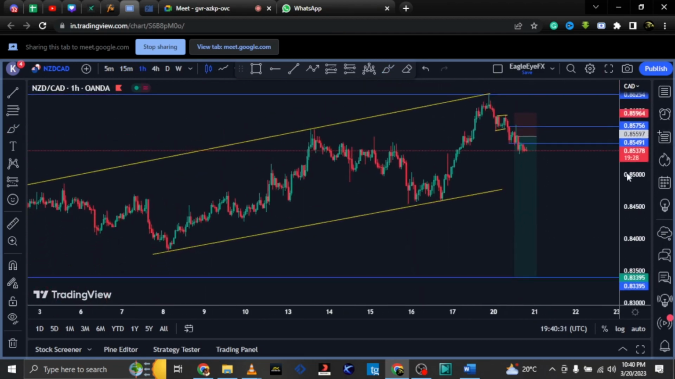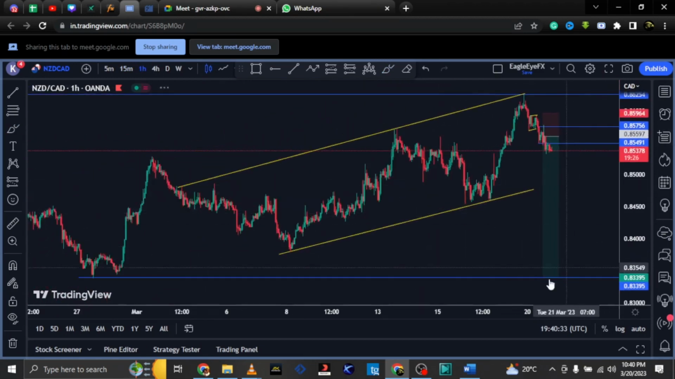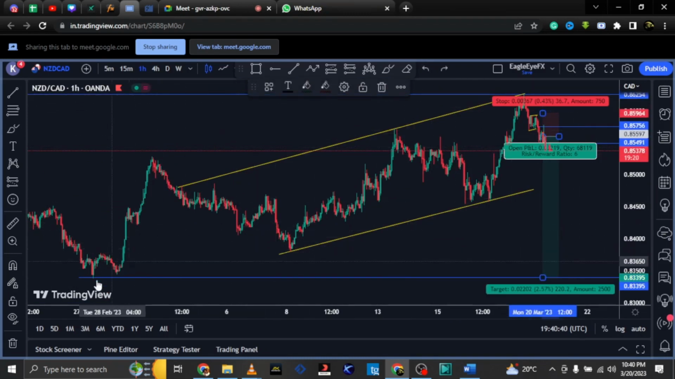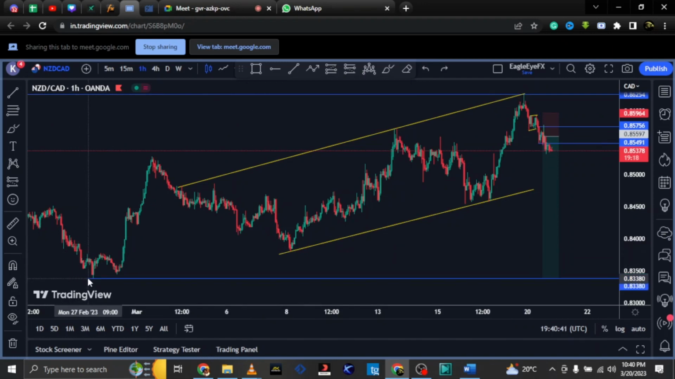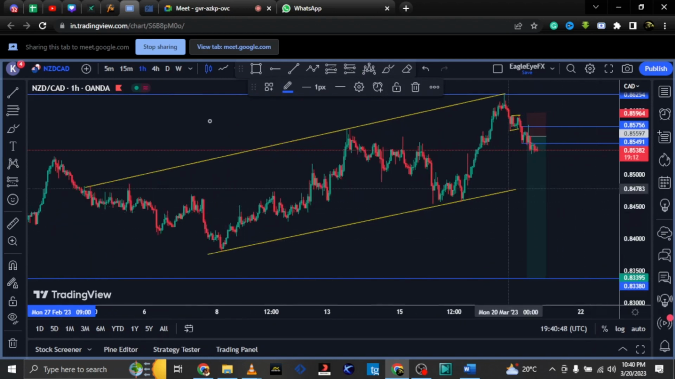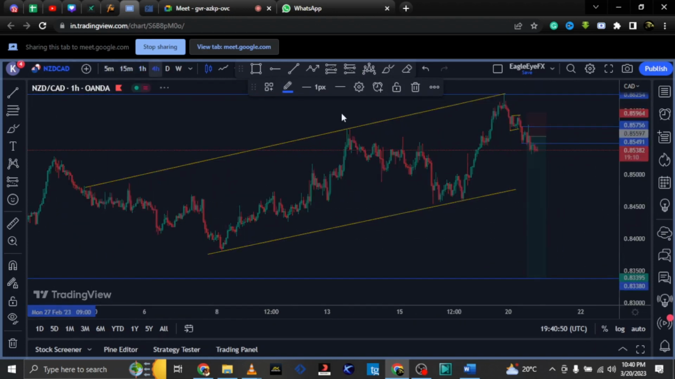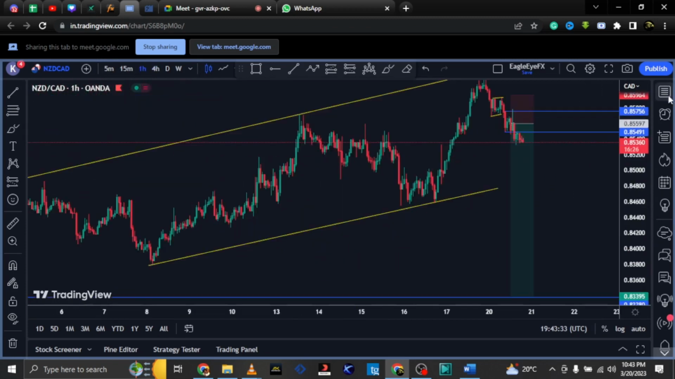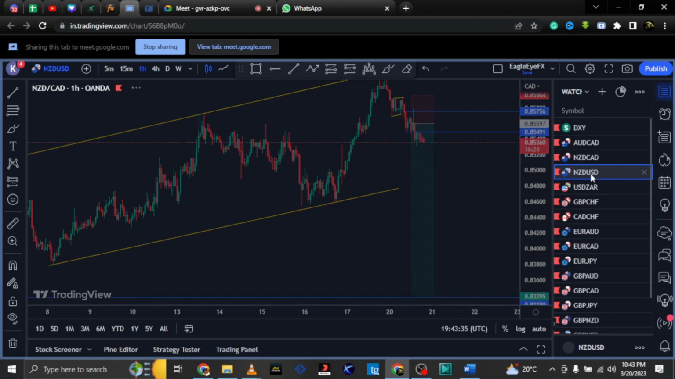And what are we looking for? You can target this level over here, which is around 4.91, or we could target this low over here, which is around 6%, thereabout. Yeah. So NZD/CAD and AUD/CAD, I'm seeing them moving in the same direction. So let me show you another pair. NZD/USD.